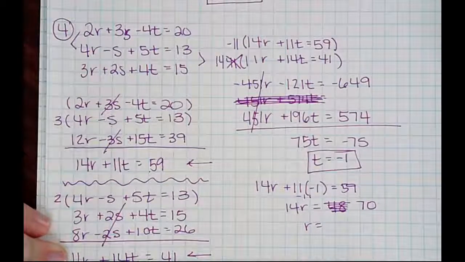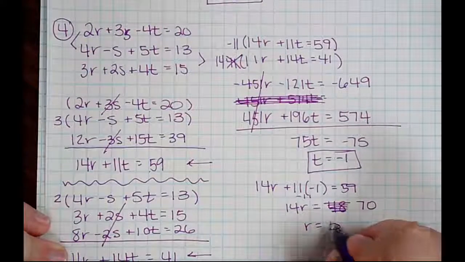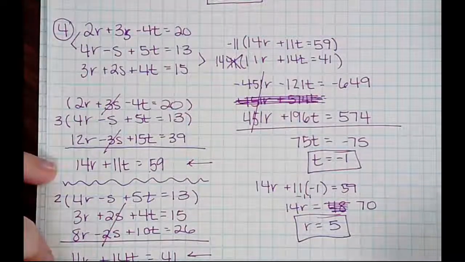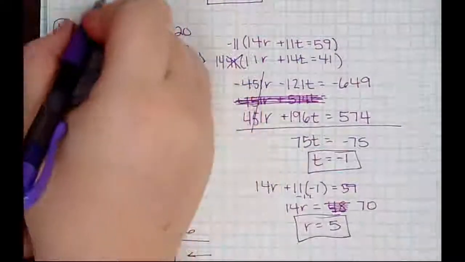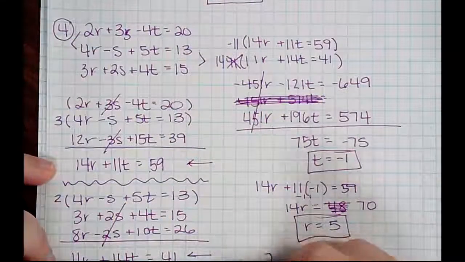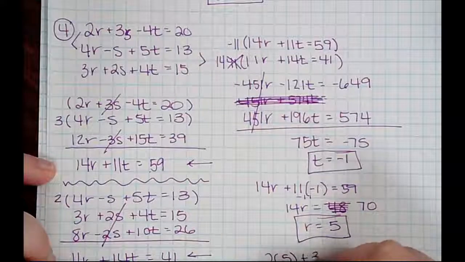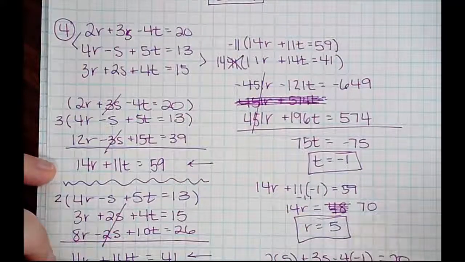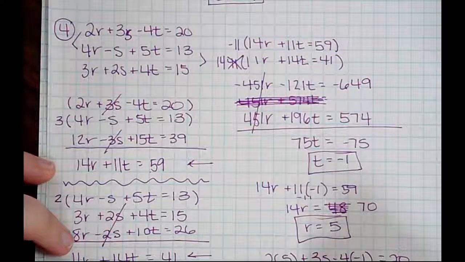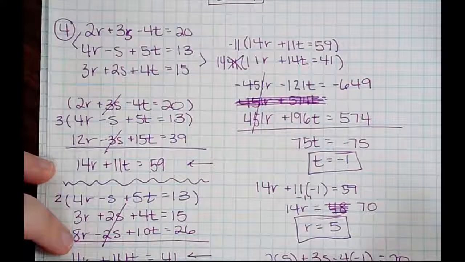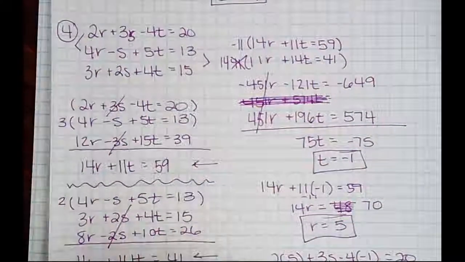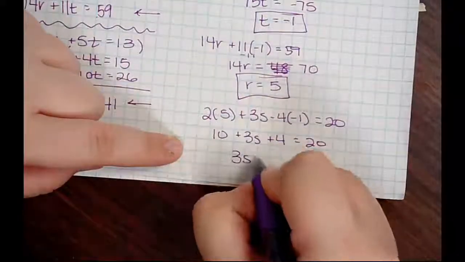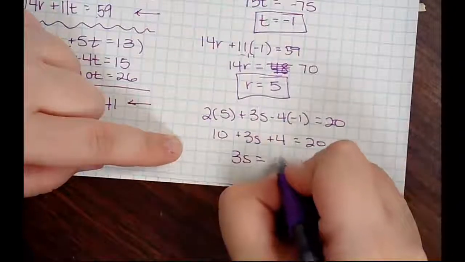Now we're going to plug it back into those three variable equations that we were originally working with. 2 times 5, we don't know what s is, minus 4 times that t, is 20. Sweet. 10, 3s, positive 4, is 20. I realize you can't see what I'm doing because I got all excited and got off the screen. 3s equals 20 minus 14, which is 6. S equals 2.